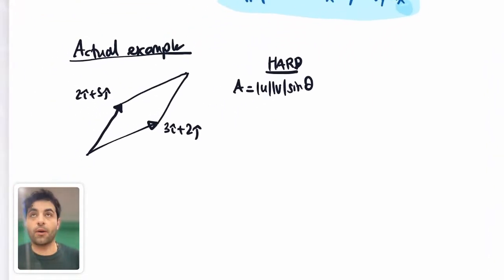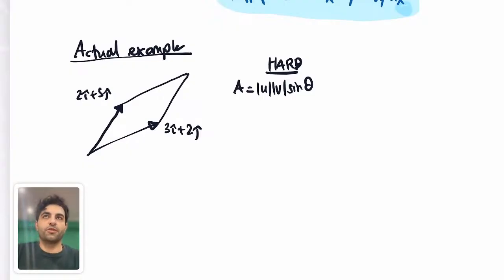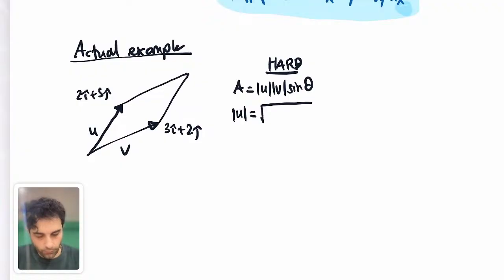Let's see, how are we going to do that? First we're going to say, let's say that this one is u and this one is v. What's the length of u? How do we find the length of u? Remind me? Yep, so let's do that. Square root of 2 squared plus 5 squared. What is it? It's root 29. Everyone gets that? Then the length of v?